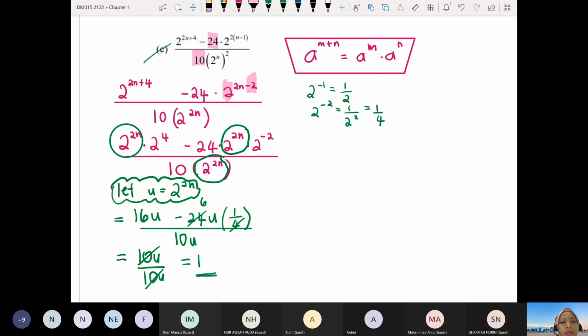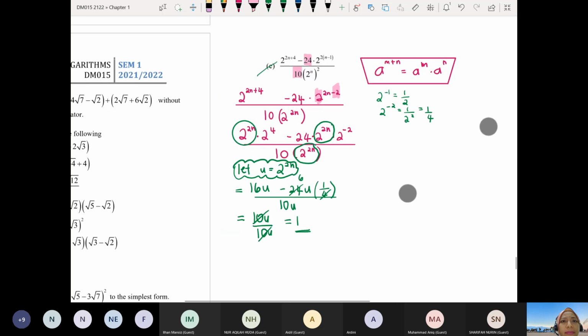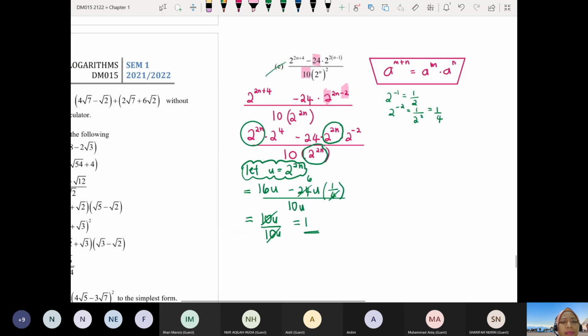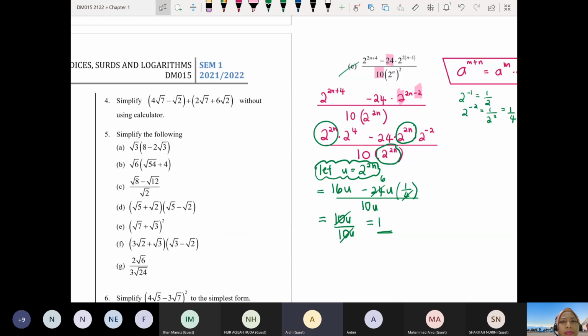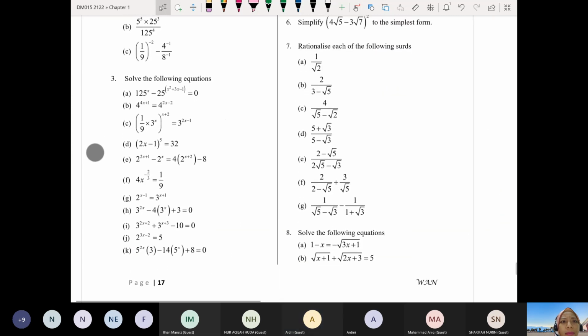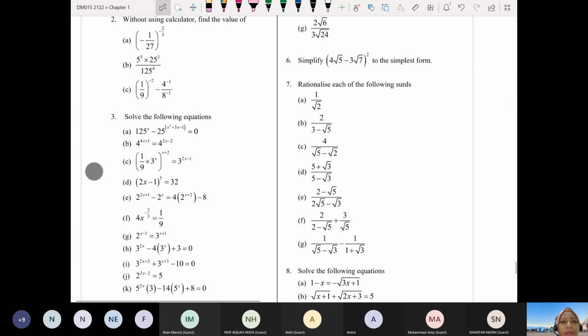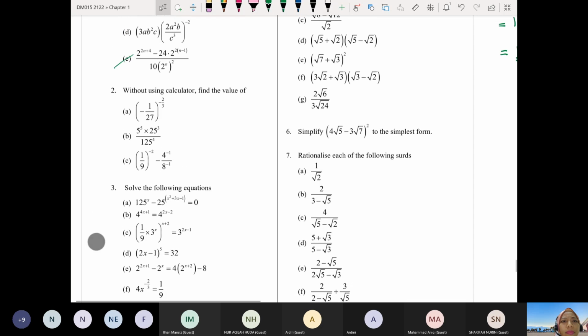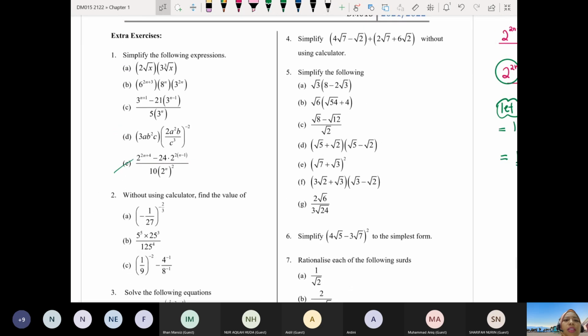16u minus 6u is 10u. 10u over 10u dapat 1. Soalan nak apa? Simplify eh? Simplify. Okay, kalau simplify tu sajalah, dapat 1 lah. Okay, soalan minta simplify, dapatlah 1. Dia bukan suruh solve for n eh.